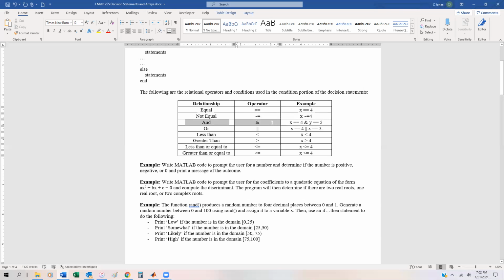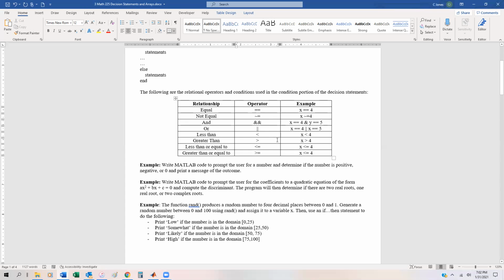And then there's an and statement, and can be a single and or a double and. Or is two vertical lines. So if we want one condition or another condition, then we can just use the double lines there. Less than, greater than, less than or equal, greater than or equal to. These are pretty symbolic of what's characteristic of those types.